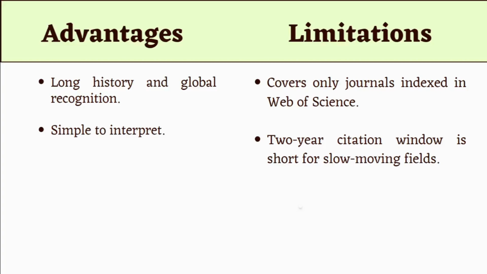So what are the advantages and limitations? Advantages: impact factor has a long history and global recognition, and it is simple to interpret. Limitations are, it covers only journals indexed in Web of Science, and the 2-year citation window is short for slow moving fields like humanities. Journals published in humanities will need more time to get more citations.